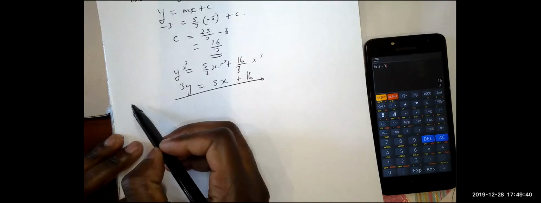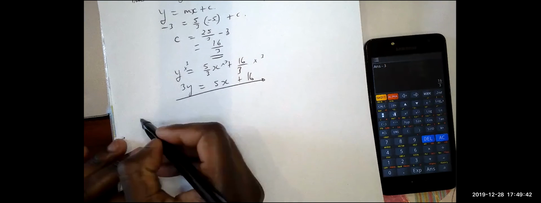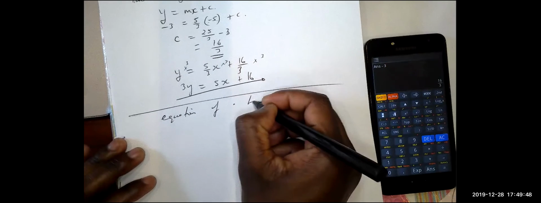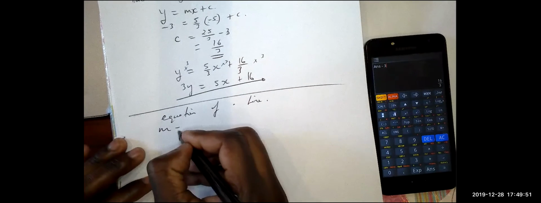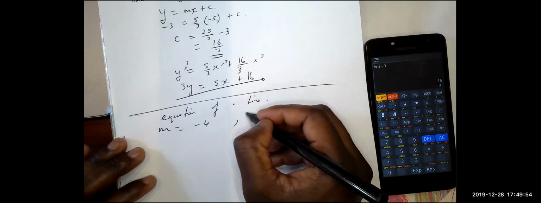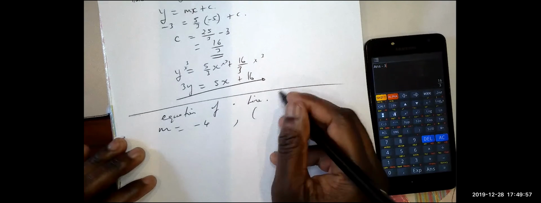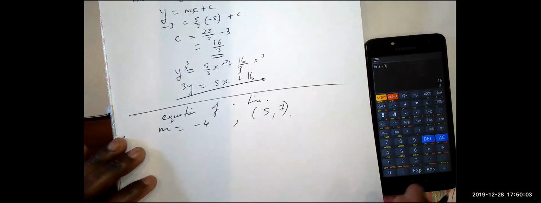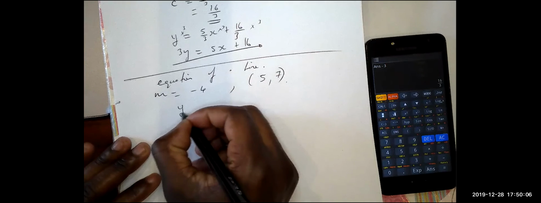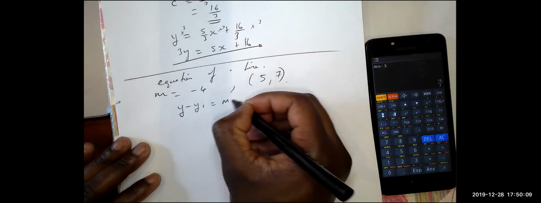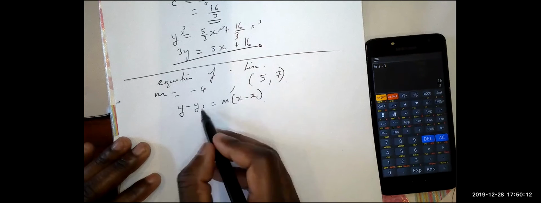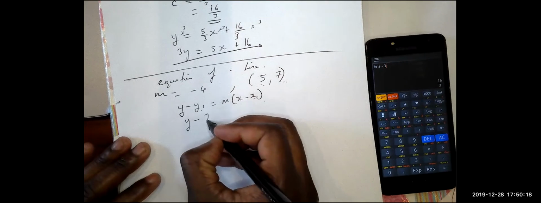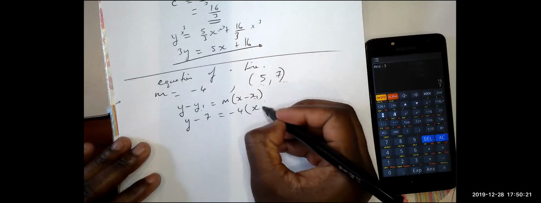So understand something here. When they give you gradient, let's say they say, all right, determine the equation of a line with the gradient m equal to maybe -4, and passes through the point maybe, let's say it's maybe (5, 7), okay. Now you don't need to worry, you just need to come again with the equation y minus y1 is equal to m times x minus x1, okay. Then these y1 and x1, these are your coordinates, okay. So you just have to say y minus 7 is equal to -4 times x minus 5, okay.